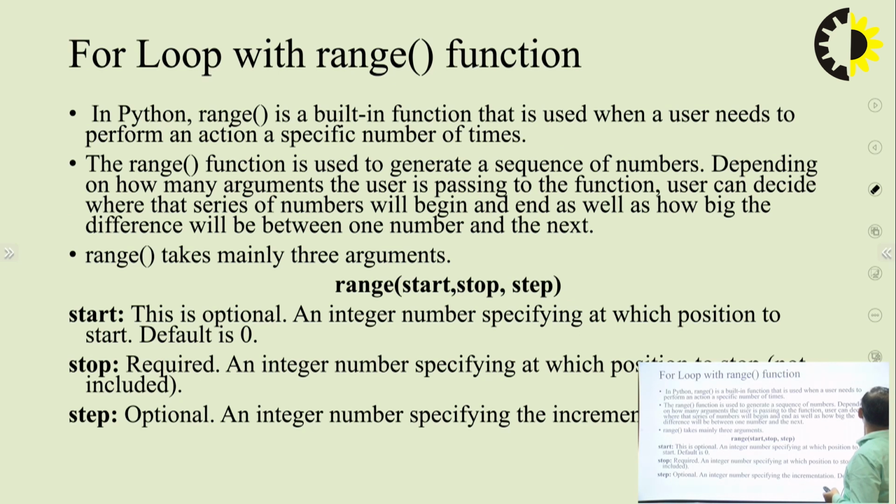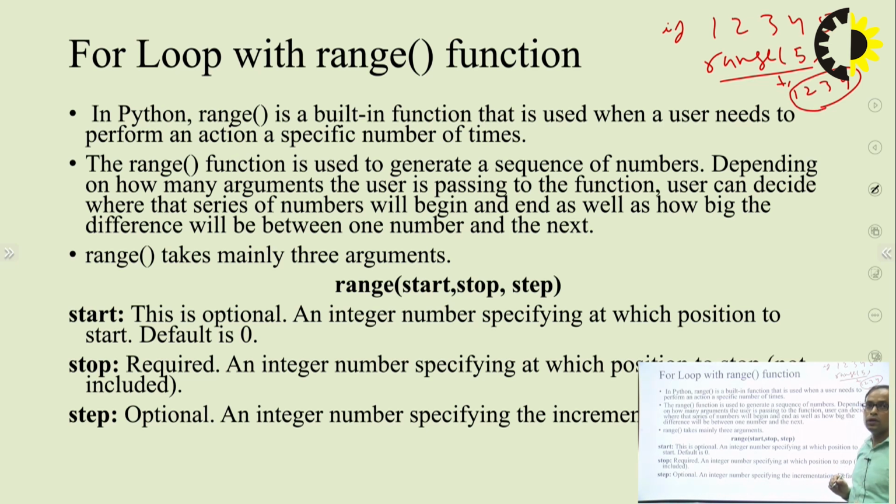For example, suppose I want to print 1 2 3 4 5. Inside the range function, if I pass 5, then it will print only 1 2 3 4. 5 will not be printed. It means the value that I mention inside the range function as the stop parameter, one less than that, up to the previous of this value, the statement will execute.